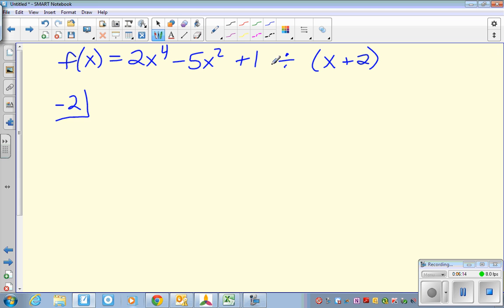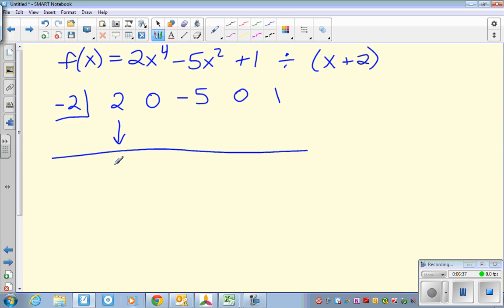Then I'm going to carry my coefficients, but notice how x cubed is missing? X is missing. We're going to put zeros for placeholders. So this is going to be 2, which goes with the x to the 4th. There is no x cubed. The x squared coefficient, there is no x, and then the 1. We have a higher power, so that's why we have more numbers here.